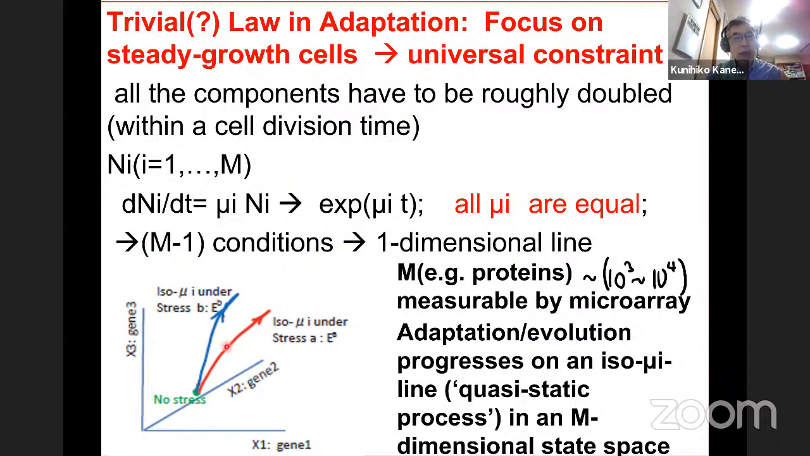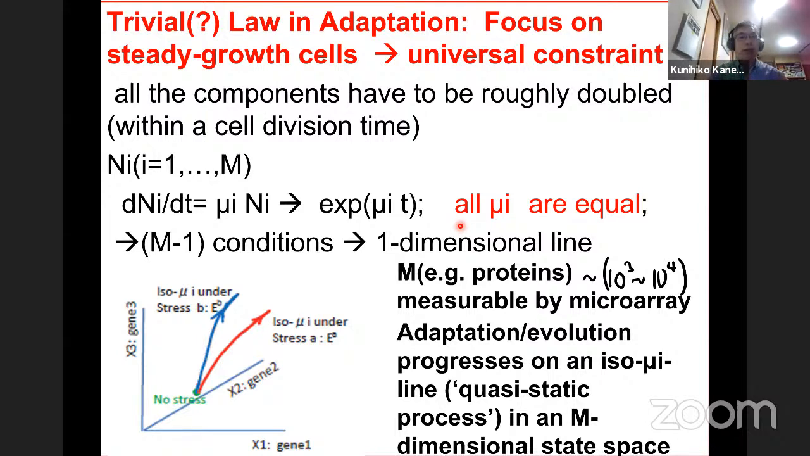So if you try to change this cell, keeping a steady growth state without differentiating to other cells, keeping this original state of growth and division, growth and division process, then there are n-1 conditions. So within this m-dimensional space, this change, keeping steady growth, should be just one dimension. So there is some strong constraint.